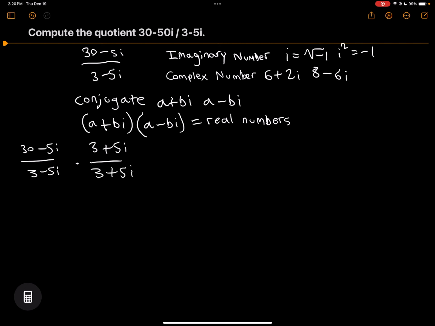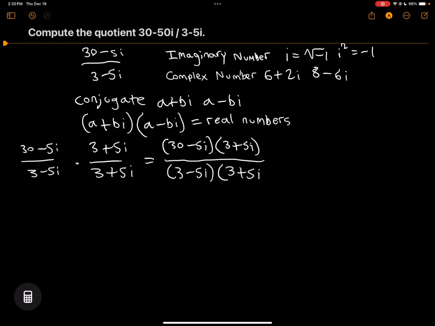Okay, from there, we can just multiply straight across. We get two binomial complex numbers here, 30 minus 5i times 3 plus 5i, over 3 minus 5i times 3 plus 5i. Okay, so we've got our fraction worked out here. From here, all we have to do is use the distributive property to distribute through this product.